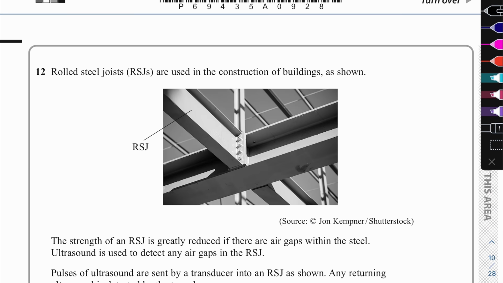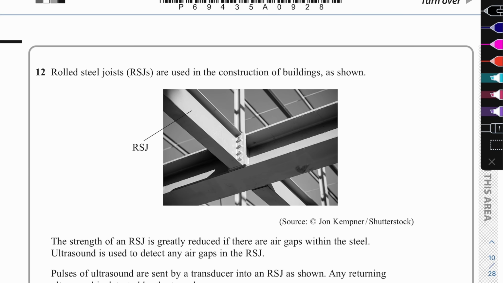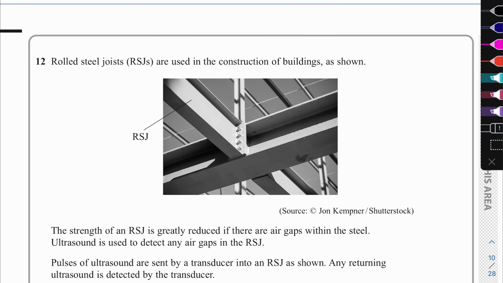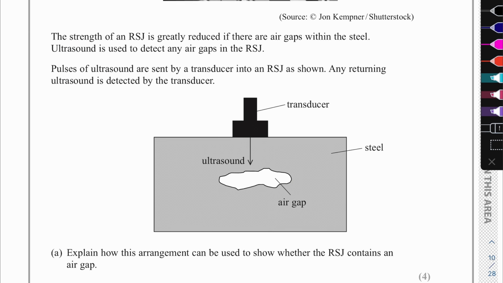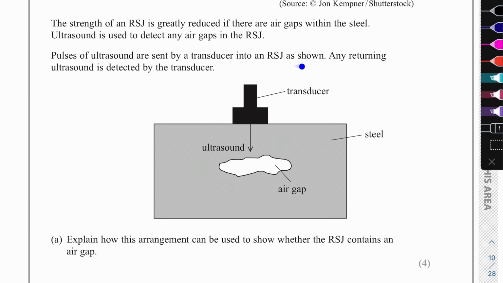Rolled steel joints are used in the construction of buildings as shown. So these are rolled steel joints. The strength of an RSJ is greatly reduced if there are air gaps within the steel. Ultrasound is used to detect any air gaps in the RSJ. Pulses of ultrasound are sent by a transducer, as we can see in the diagram, into an RSJ as shown. Any returning ultrasound is detected by the transducer.